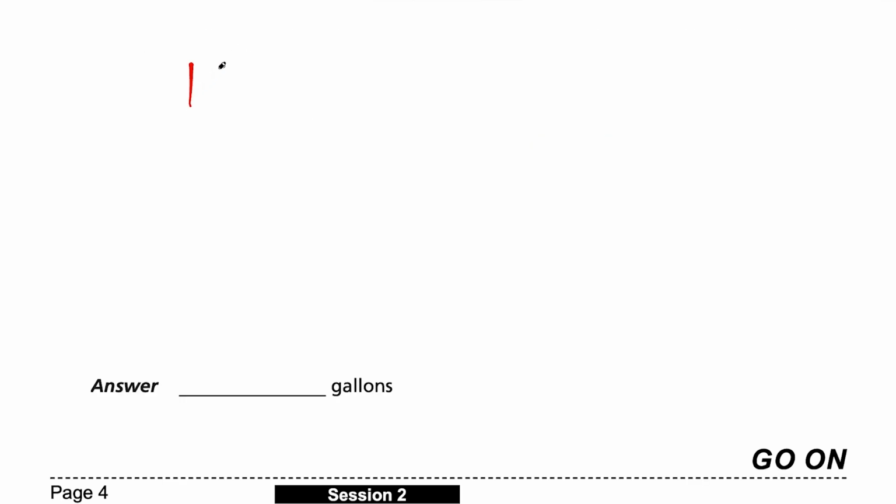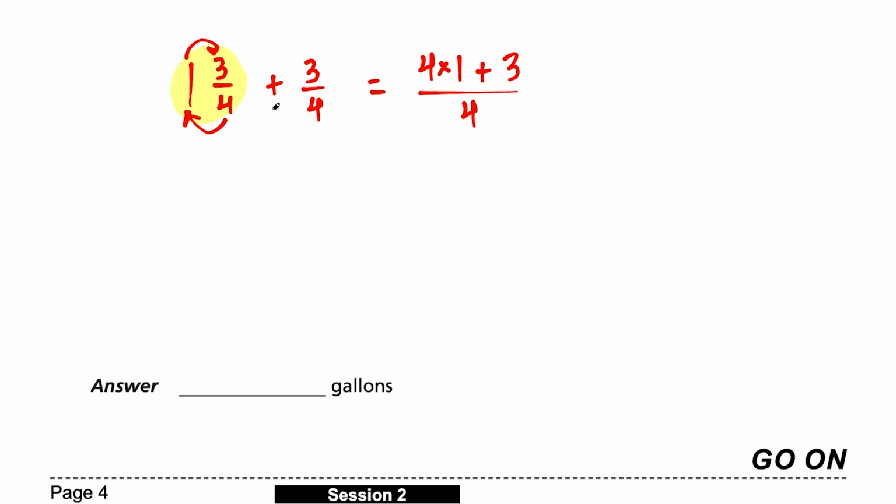Now, one other way to add these two numbers together would be to take the mixed number that we're starting with and convert it to an improper fraction. When you want to convert a mixed number to an improper fraction, you take the denominator and multiply it by the whole number in front. So I'm going to have 4 times 1, and then I'm going to add the numerator, so plus 3, and I keep my denominator the same, over 4. Then I'm just going to write the plus 3/4 next to it.